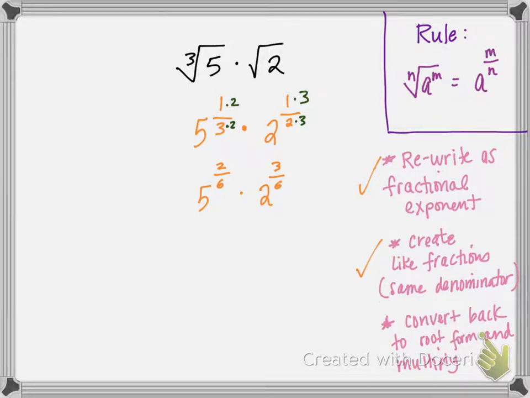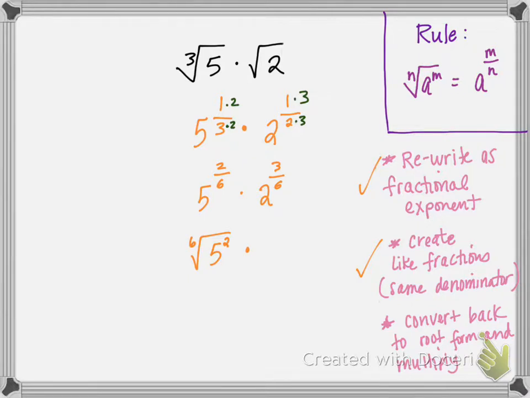Now we're going to convert back to root form. So 5 to the 2/6, open up a root. Your base, which is 5, becomes your radicand, right? And then let's take a look. Where am I going to put the 2 and where am I going to put the 6? So your 2, which is your numerator, becomes your exponent that the radicand is raised to. So this would be 5 to the second power. And then your denominator, which is a 6, always becomes your index of your root. So the index is going to be a 6, okay, times.